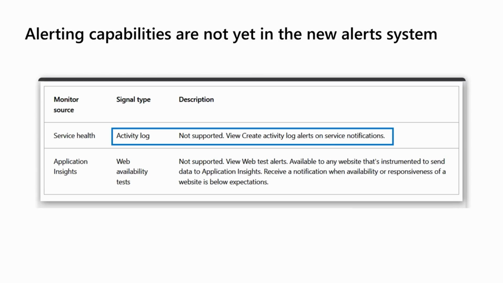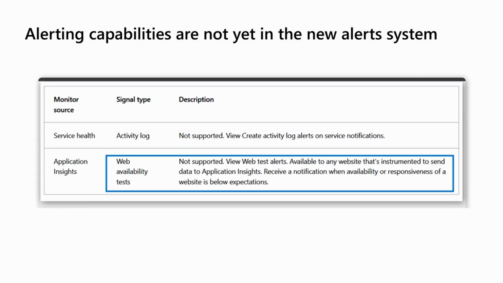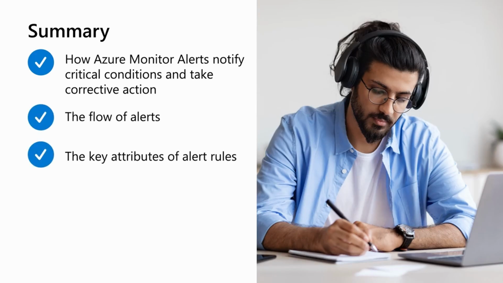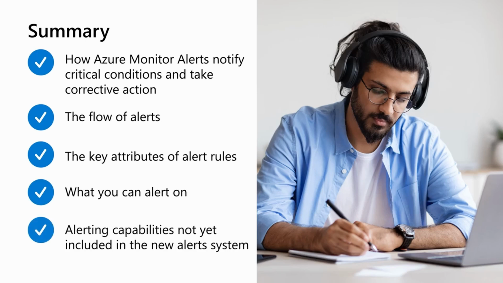These include activity logs, which are used to view and create activity log alerts on service notifications, and web availability tests, which view web test alerts. They are available to any website that's instrumented to send data to Application Insights. A notification is received when the availability or responsiveness of a website is below expectations. Let's recap. In this video, you learned how Azure Monitor alerts proactively notify you of critical conditions and attempt to take corrective action, the flow of alerts, the key attributes of alert rules, what you can alert on, and alerting capabilities yet to be included in the new alert system.